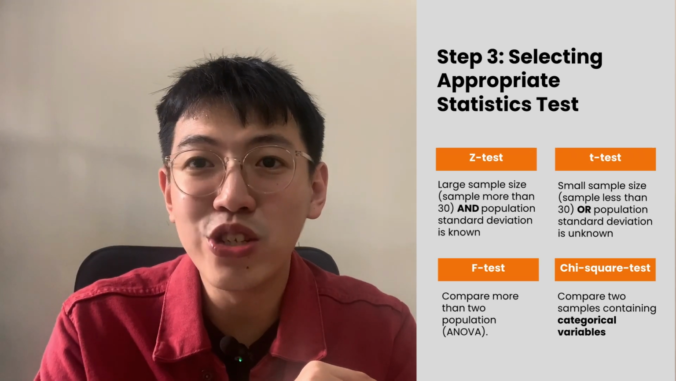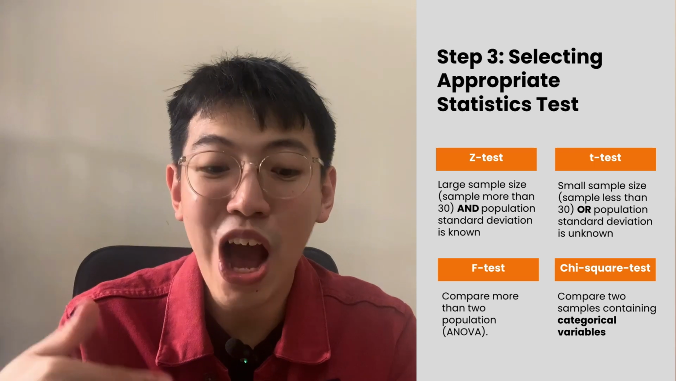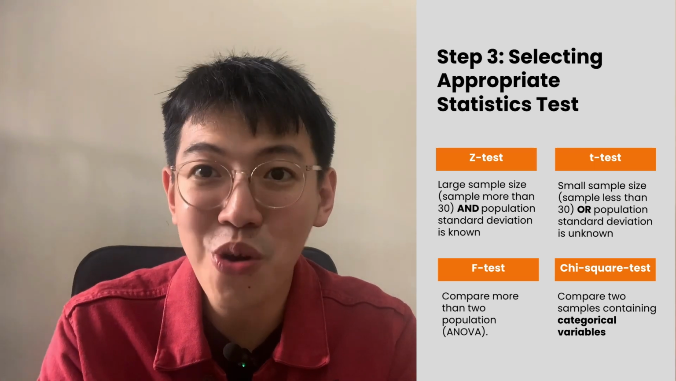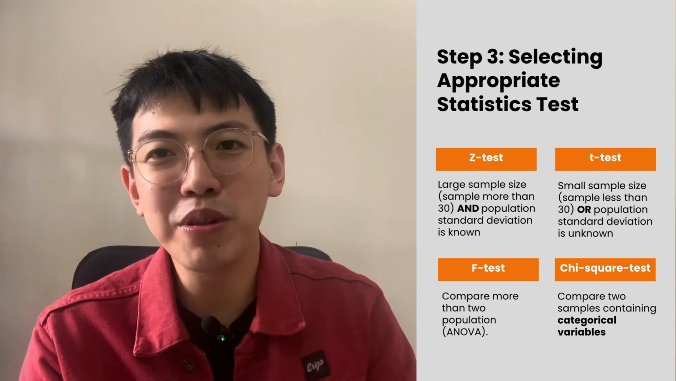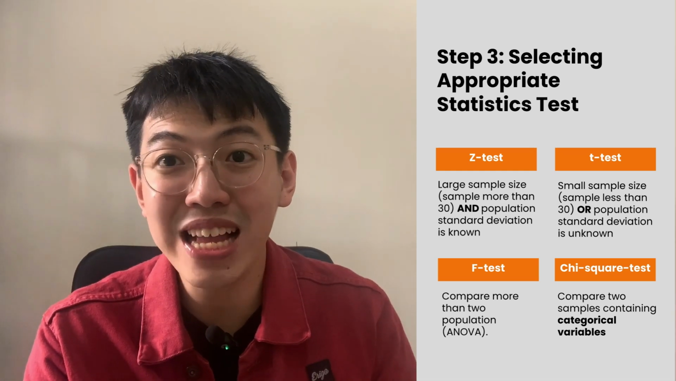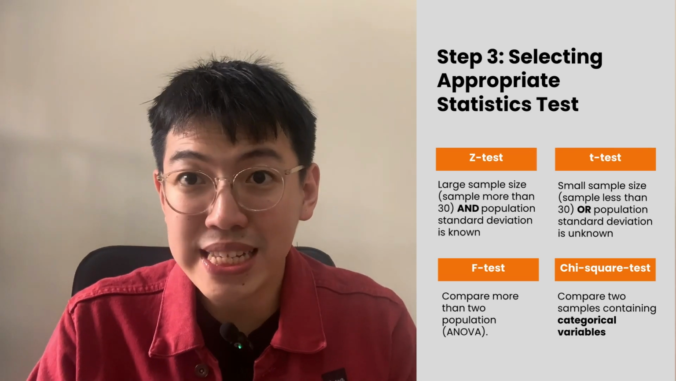So T-test is used when the sample size is small, usually less than 30, or population standard deviation is unknown. So even though the sample size is more than 30, if the population standard deviation is unknown, you should conduct T-test. The next one is F-test.